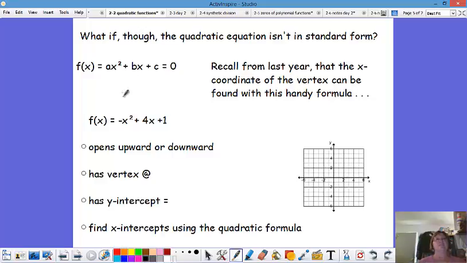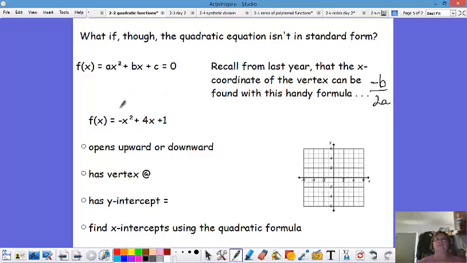This says, though, what if the quadratic isn't in standard form? And very often they're not. I think really this is the more familiar term. Recall from last year and just a moment ago that the x-coordinate of the vertex can be found with this handy formula. This is important, folks. Opposite of b over 2a.